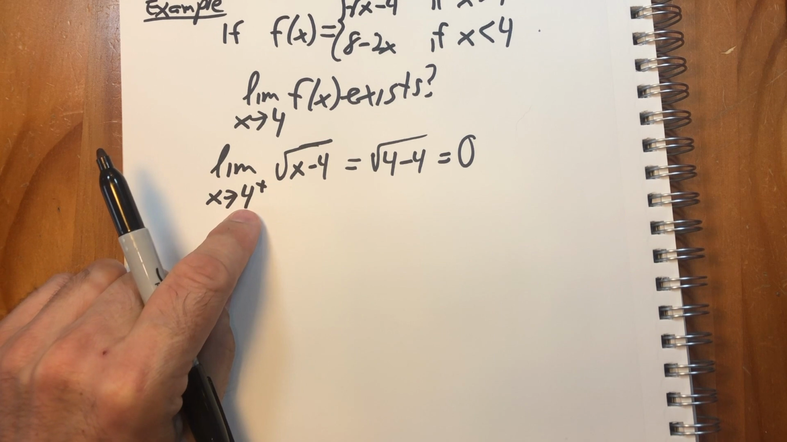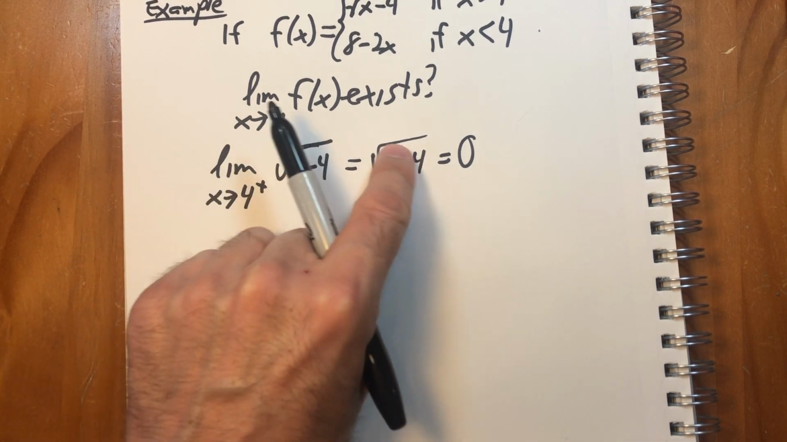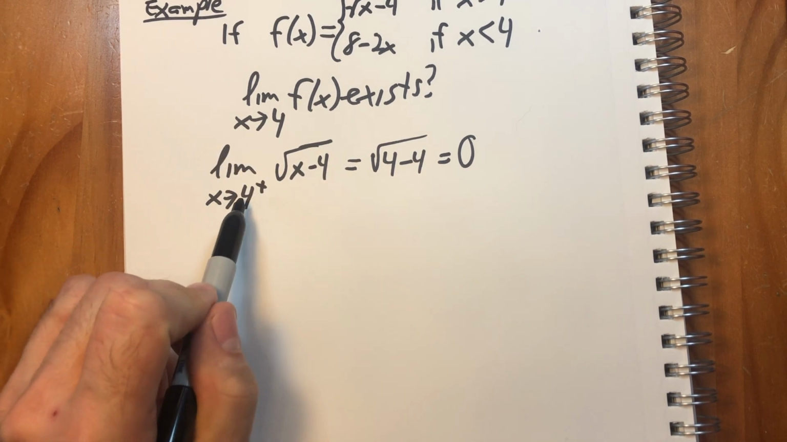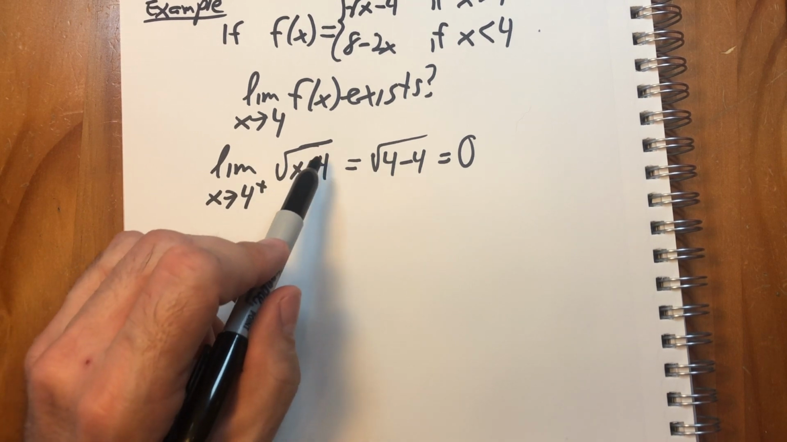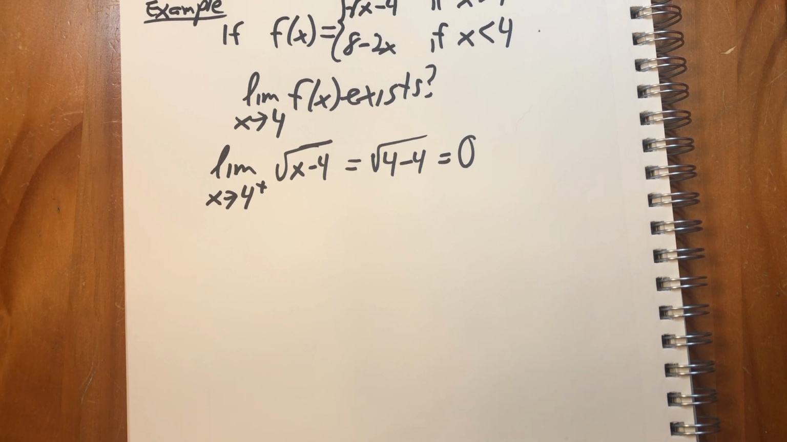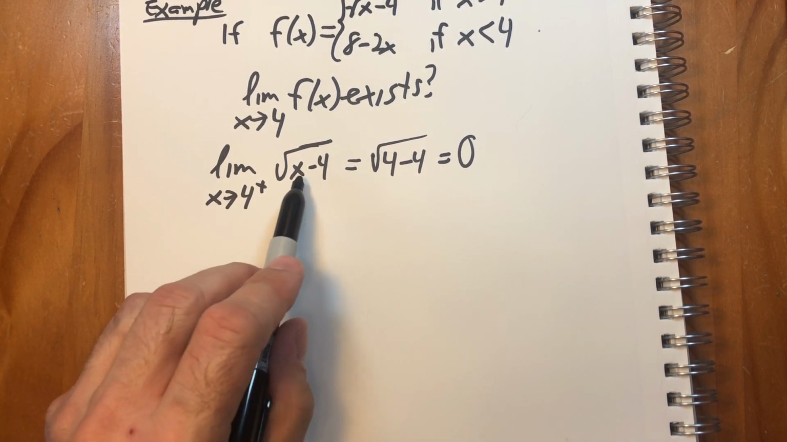But that's why it's important to use the one-sided limits here, because we can't come at this radical from both directions. If we're coming at 4 from the left, that makes this negative, which means that this wouldn't exist in the real numbers. So again, you have to be careful. We're not actually allowed to use the root law here because the limit of this is 0.